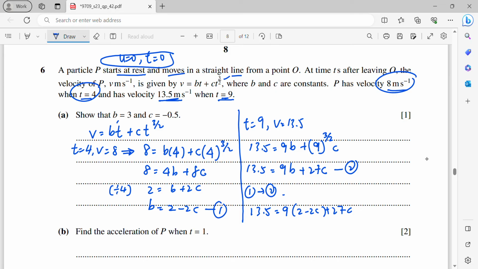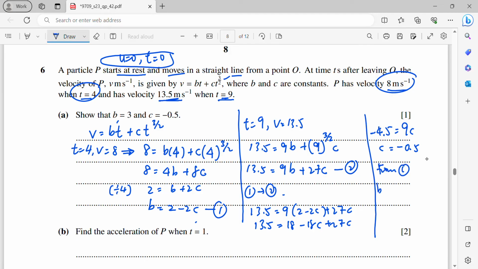Then you will get 13.5 equals 18 minus 18c plus 27c, which means you will get negative 4.5 is 9c. So our c is negative 0.5. Okay, and then to get the b, just substitute into the first equation. So from the first, b is 2 minus 2 of negative 0.5, then it will be 3. Okay, so this is how we show the b and c values.